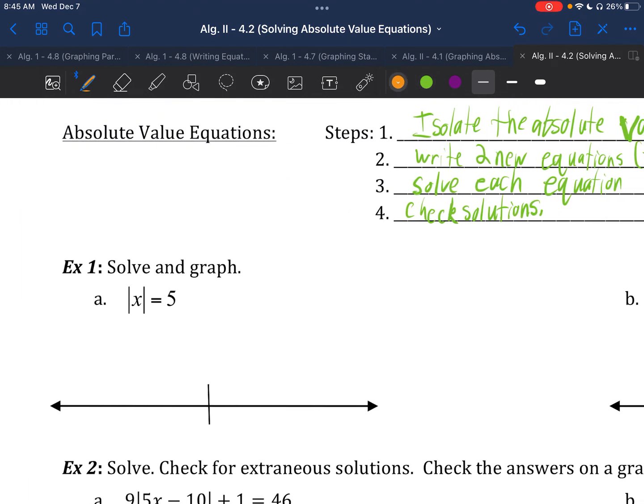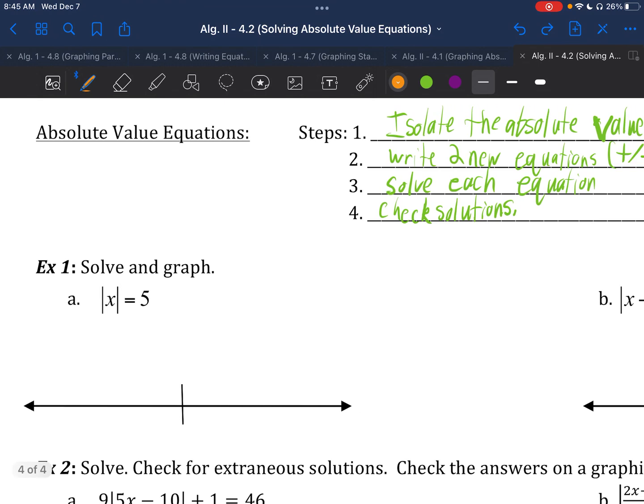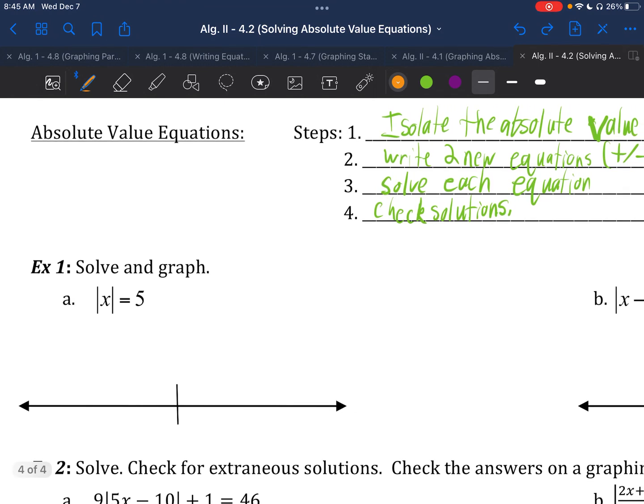All right, so number 1, solving and graphing. Isolate the absolute value. Well, the absolute value of x, that's already by itself because it's not like 2 times this or 3 plus it, it's just by itself. Then it says write 2 new equations, making sure one's positive, one negative. So how we do that is we say x equals 5, x equals negative 5. So the left side stays the same, you just drop the absolute value bars. And the right side, you make one positive version of 5 and one negative version of 5.